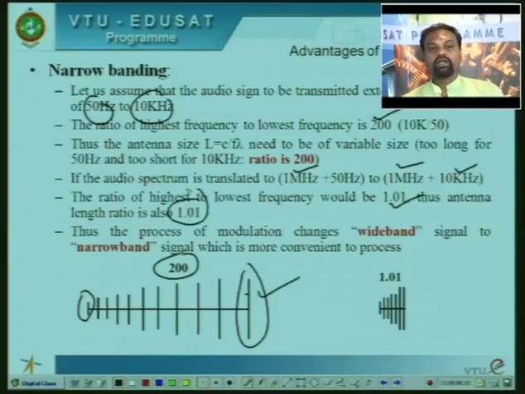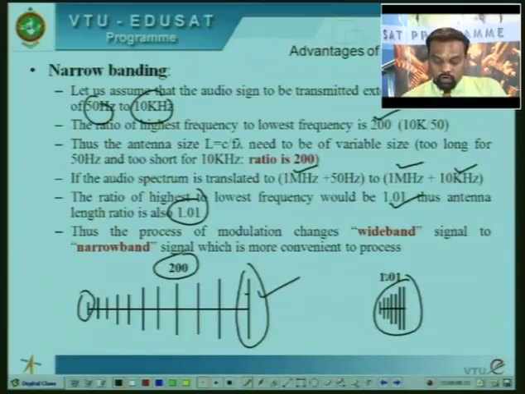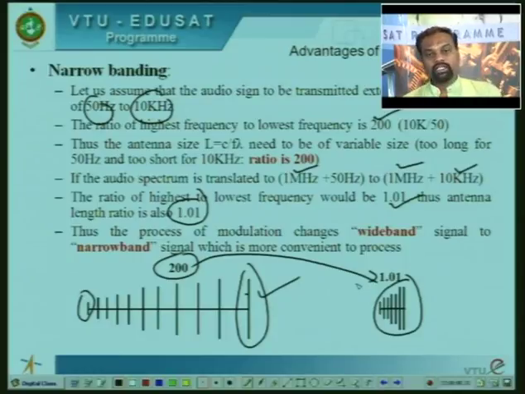It's 1.01. So if you perform modulation and translate the lowest frequency of 50 hertz and the highest frequency of 10 kilohertz by a carrier signal of 1 megahertz, the ratio between the largest frequency and the smallest frequency is 1.01. So the number of elements, or the length of the elements, required in an antenna is now going to be 1.01. From 200 you are reducing it to 1.01. So the number of elements required is very small, and you require a very small antenna, and we call this concept narrow banding. Thus the process of modulation changes a wide band signal to a narrow band signal. It's a very interesting activity that we have to understand to appreciate the process of modulation.